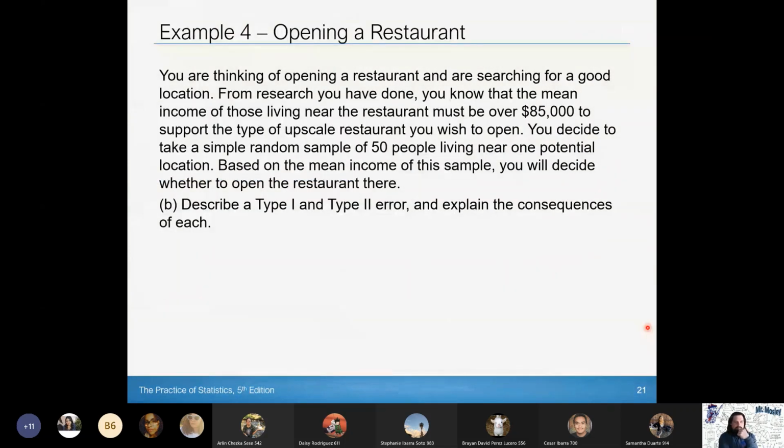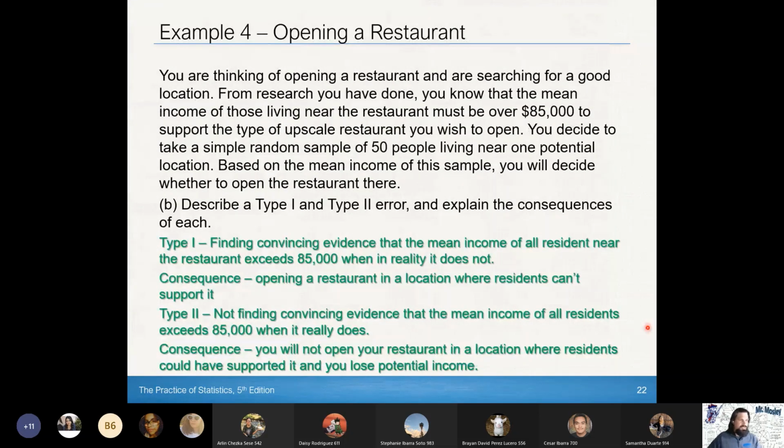Part B of this question, we want to describe a type 1 and type 2 error and explain the consequences of each. All right. So we have our two different types of errors. Type 1 is essentially when we reject the null hypothesis and say we have evidence for our alternative, and that's incorrect. Right? Suppose we reject it on accident, and then it's like, oops, that's actually true. Now we're in a predicament. Type 2 is if we fail to reject the null hypothesis when we should actually reject it.